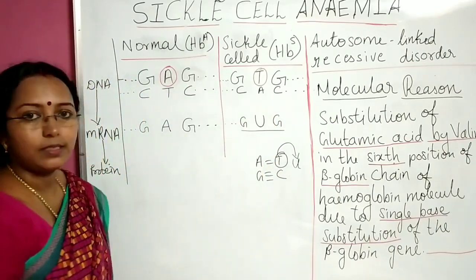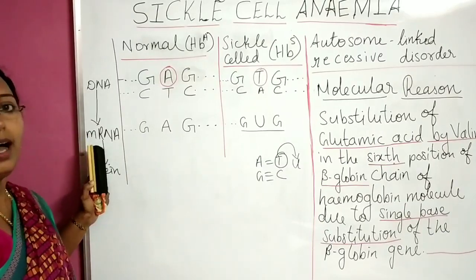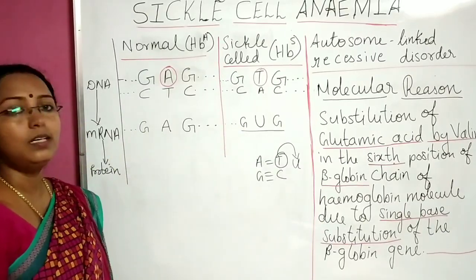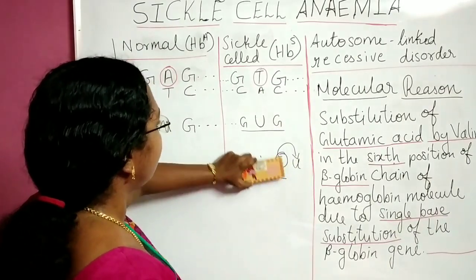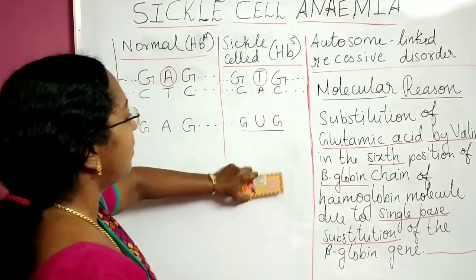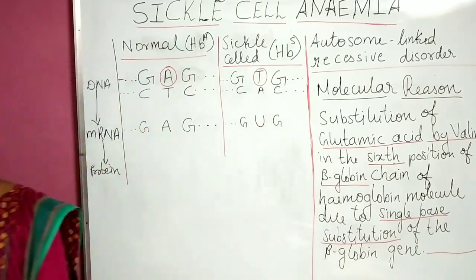Now it is correct, because I am mentioning here not DNA but RNA. So I should not write thymine; instead of thymine, I should write uracil. So adenine will pair with uracil here, not with thymine. So now I have corrected it.